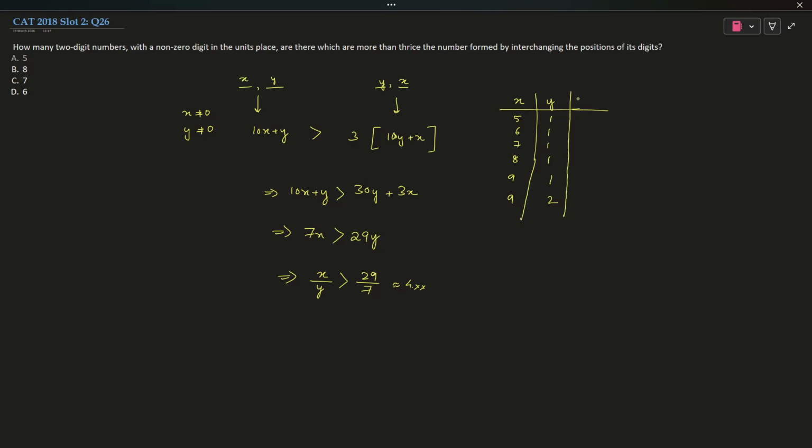What is the ratio, guys? Here x by y, the ratio is 5 is to 1, 6 is to 1, 7 is to 1, 8 is to 1, 9 is to 1, 9 is to 2, 9 is to 2 means 4.5 is to 1. Okay, so how many numbers? 1 2 3 4 5 6. Correct answer is option D, guys.